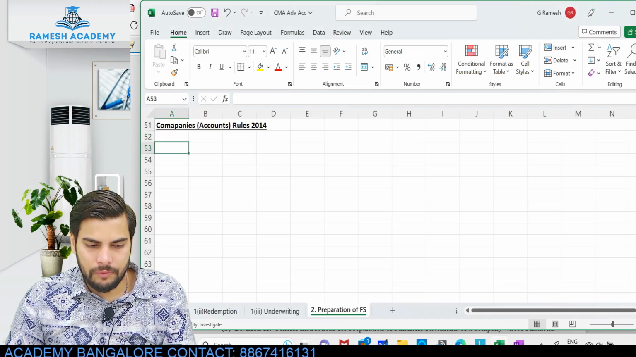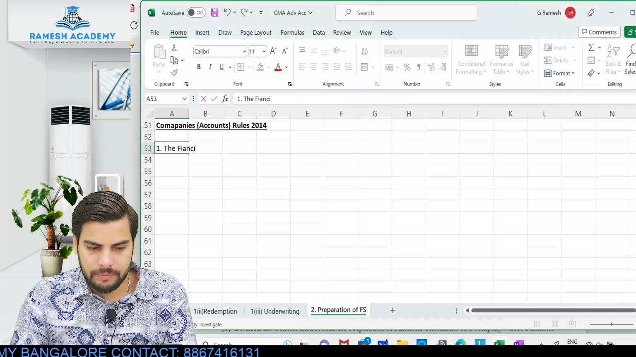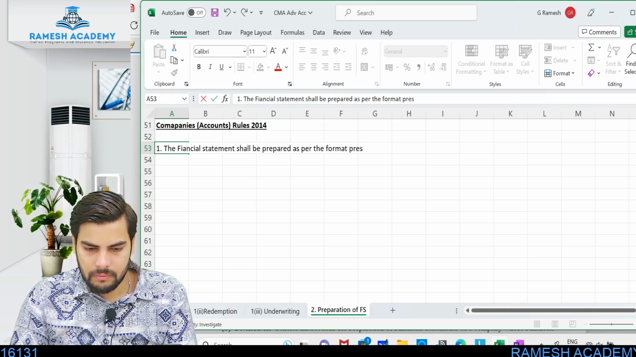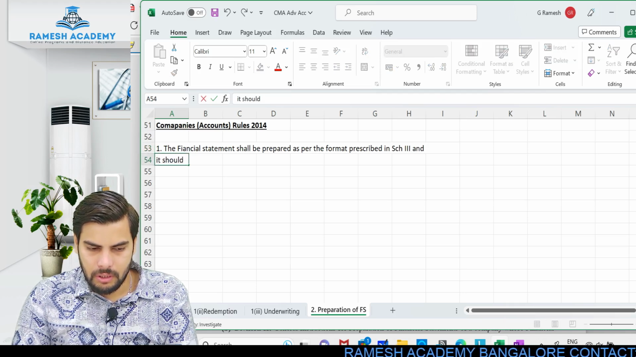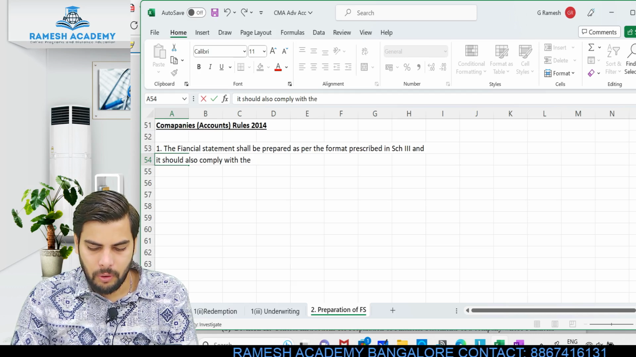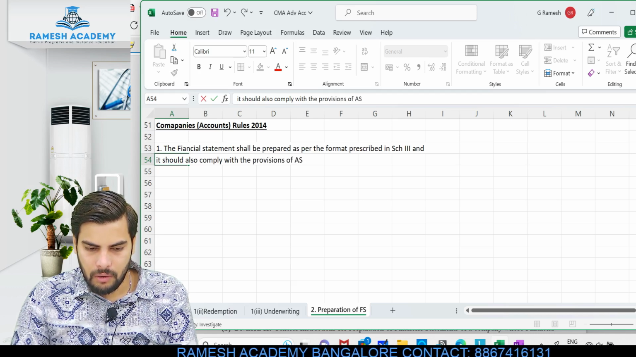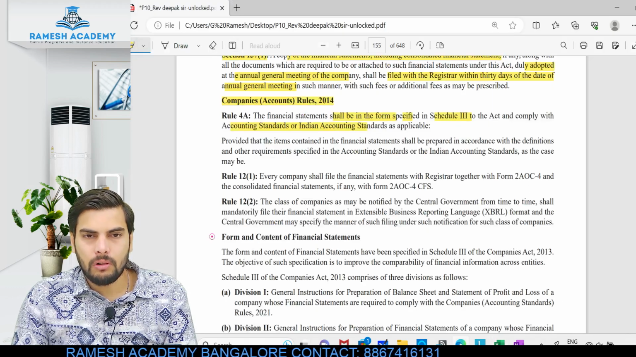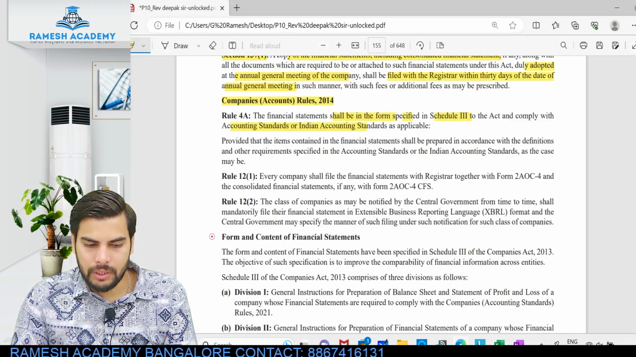So when it comes to rules, the first point they say is the financial statement shall be prepared as per the format prescribed in Schedule 3 and it should also comply with the provisions of accounting standard and Indian accounting standard. This is the first point. So all the provisions relating to accounting standard including the Indian accounting standard have to be fulfilled.